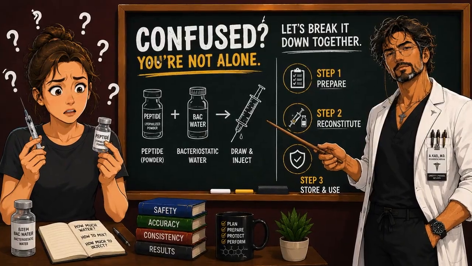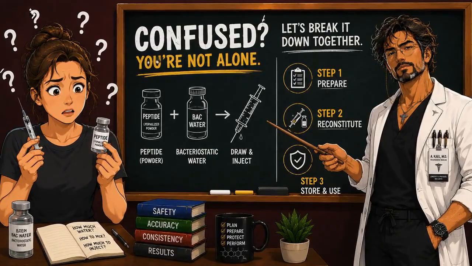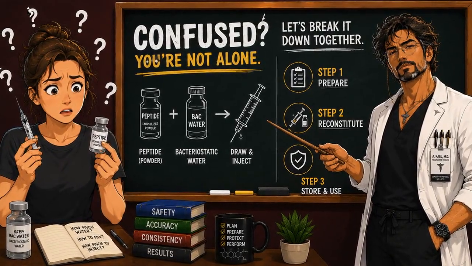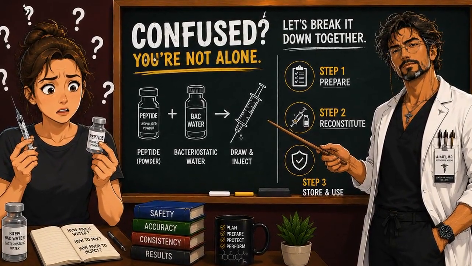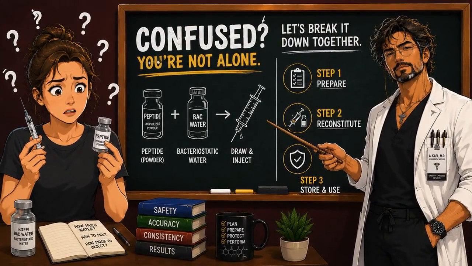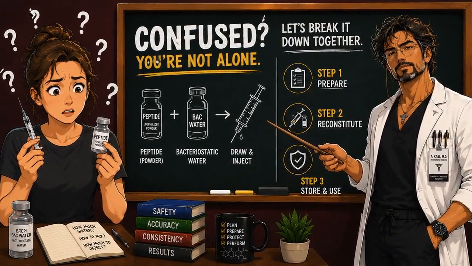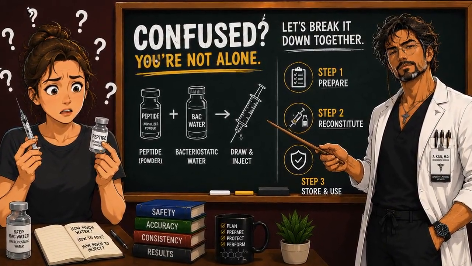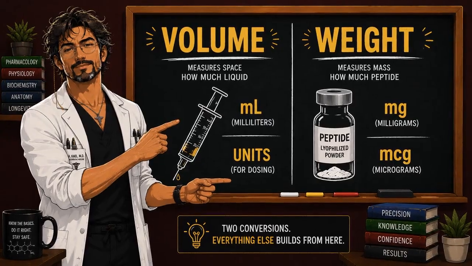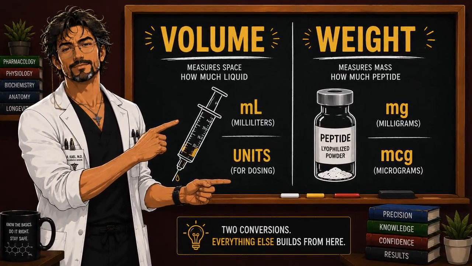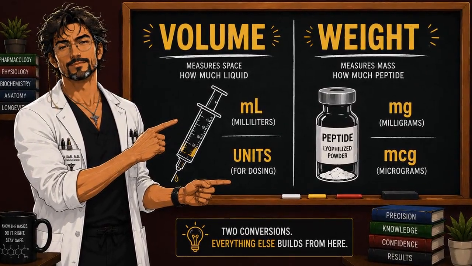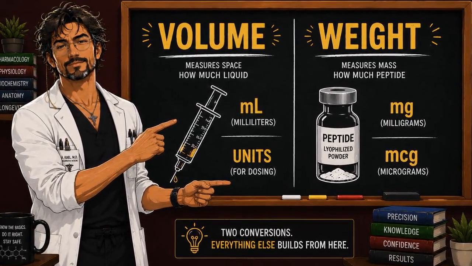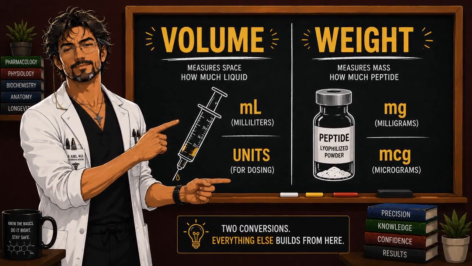So stay with me. Let's start with syringes, because this is where most people get confused immediately. When you're working with peptides, you're going to use 2 different types of syringes at different points in the process. The first is a standard larger syringe, the kind you'd see in a clinic. This one is measured straightforwardly in milliliters. Easy, no surprises. The second is an insulin syringe. This is the one that throws people off.